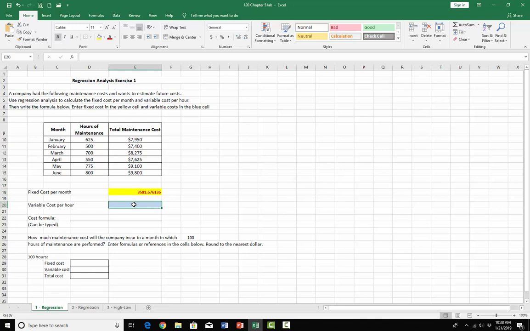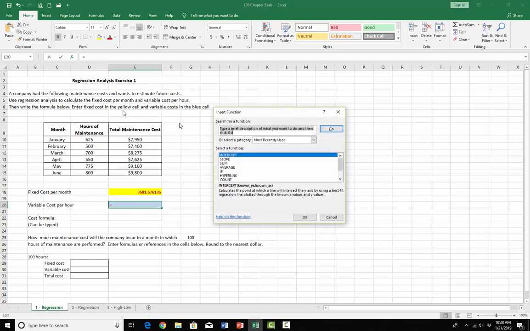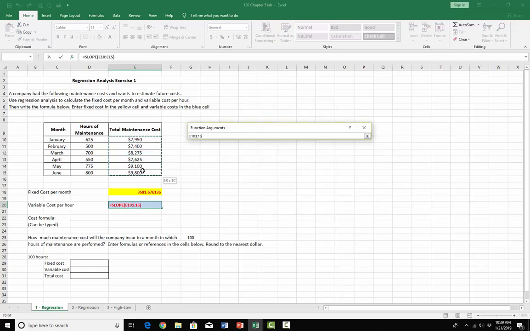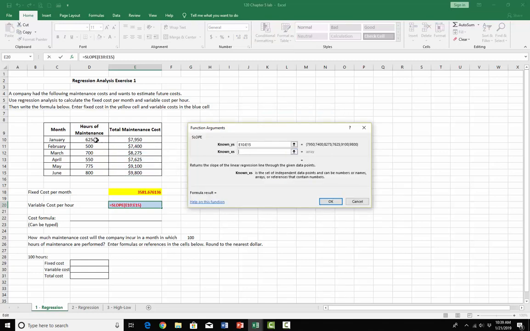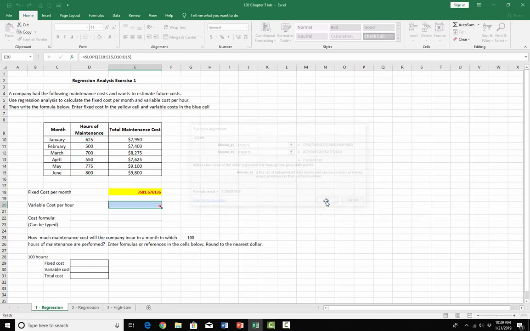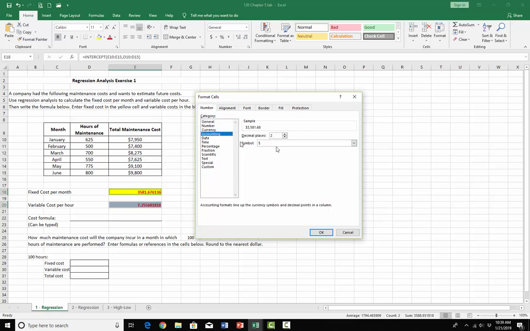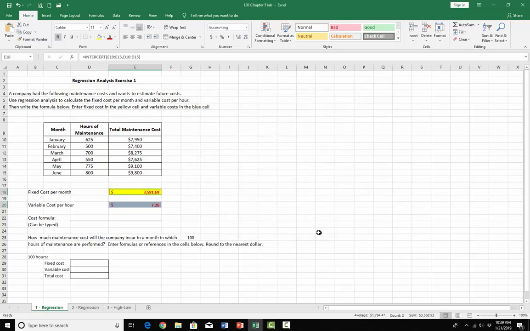Next we want to find our variable cost per hour. The variable cost per hour is represented by the slope of the line. So we're going to come back up to the functions. We're going to look for slope, and put in slope. Again, it gives you 2 boxes. We want to put in the y's and we want to highlight the x's. Click OK and you have your answers. Now I'm going to format both of these as accounting with 2 decimals to be consistent.